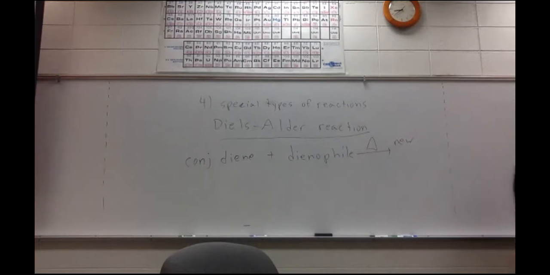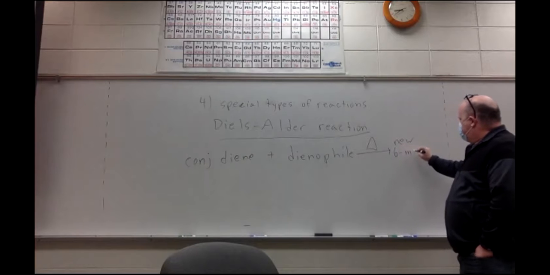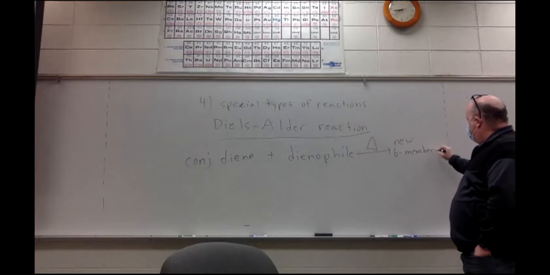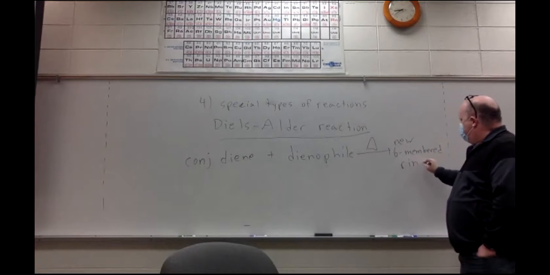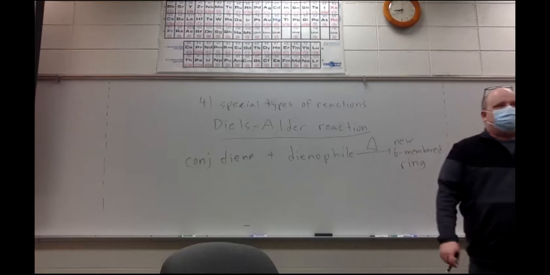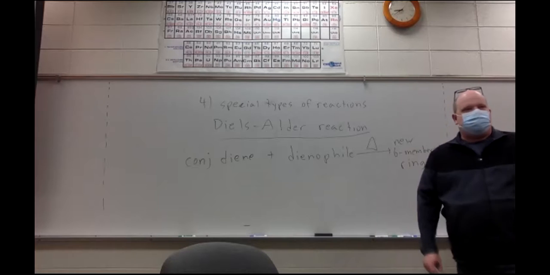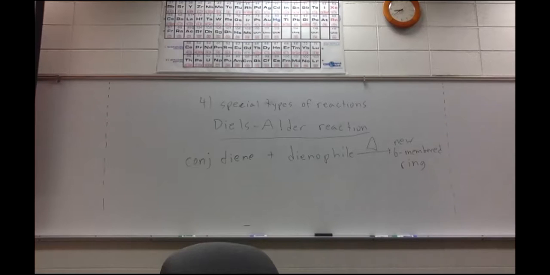And every time you do a Diels-Alder reaction, you form a new 6-membered ring. Anytime you do a Diels-Alder reaction, you always form a new 6-membered ring. Very specific. Okay. It's also pretty persnickety. You've got to have just the right accommodations, just the right conditions for this to occur.